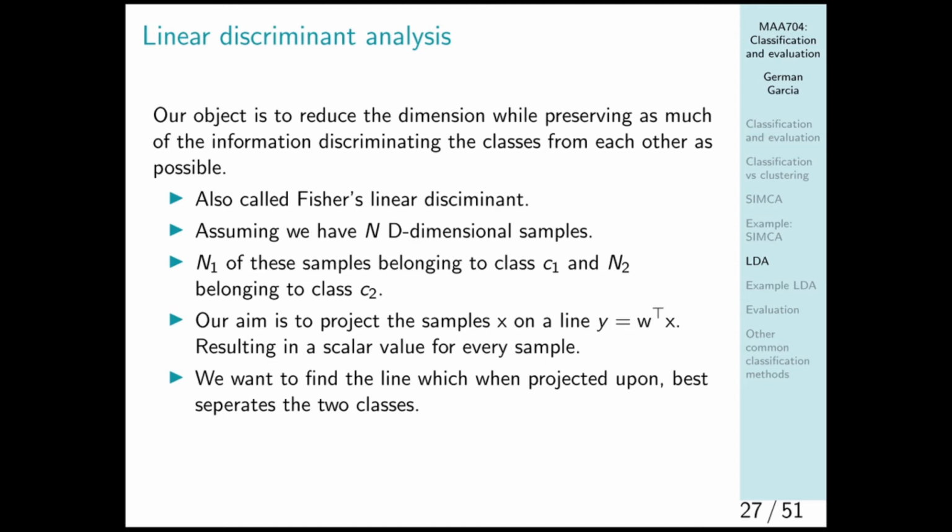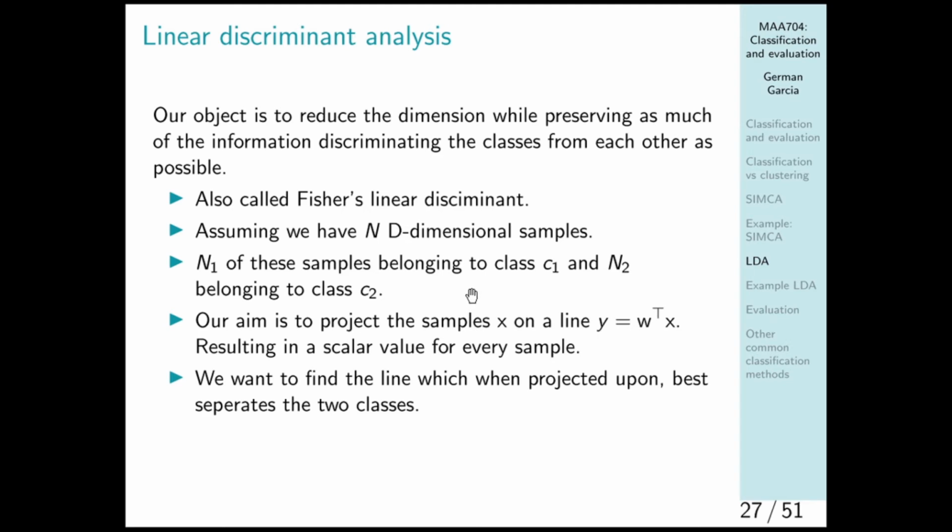The objective here is to reduce the dimension while preserving as much of the information that discriminates the classes as possible. Now, we don't have a priority of preserving the variance, but instead we want to preserve the information that discriminates the classes from each other. This is also referred to as Fisher's linear discriminant. So we are going to assume that we have n d-dimensional samples, n1 of these samples belong to class 1, and n2 of these samples belong to class 2.